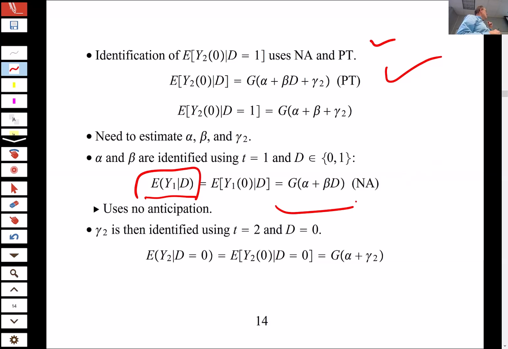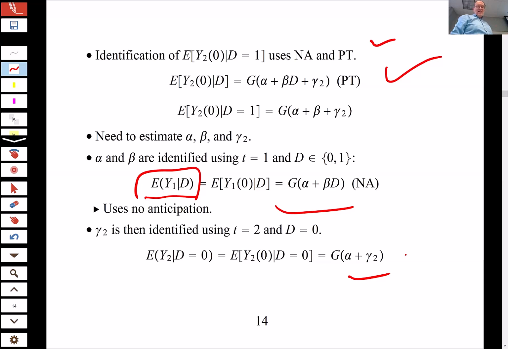And so then once we have identified alpha and beta using just the first time period, now we can identify gamma 2 by using the control units in the second time period. So now notice, to get the y12 bar, that's the treated units in the second time period. And now this uses the other groups. Well, there are 2 groups, but there's the first period and the second period.